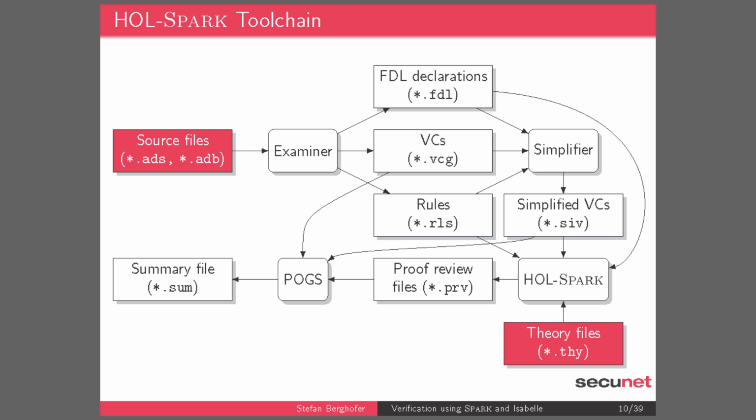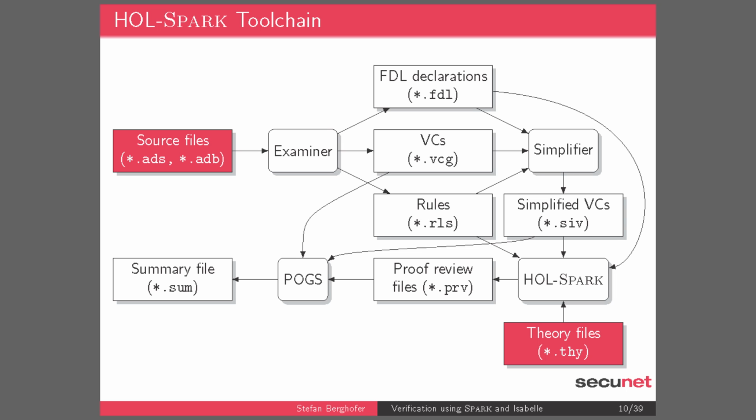So now we come to the HOL Spark link. So this is the tool chain we are using at secunet. So as usual, we start with some source files, these ADS and ADB files containing the signature and the body of a package. Then we feed this into the examiner. The examiner produces a bunch of files, which we can then feed into the simplifier, and the simplifier will output a simplified verification condition file. And then this will still contain some VCs that haven't been solved, and the remaining VCs we can then feed into a tool called HOL Spark.